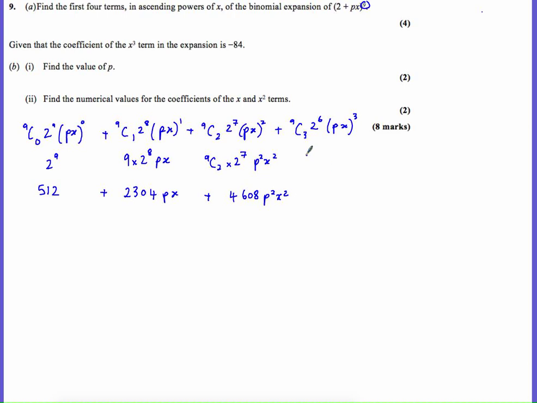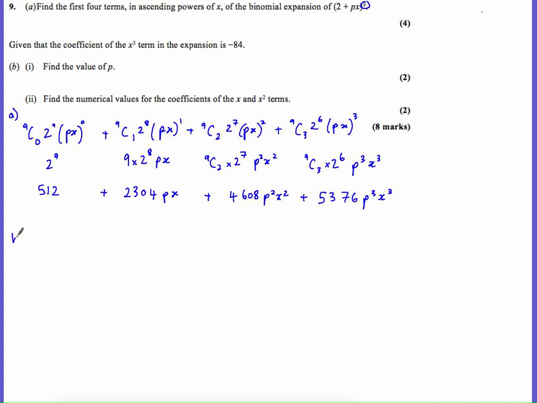The next one, I don't know what 9 choose 3 is off the top of my head, and I don't know what 2 to the power 6 is either. P cubed and x cubed. So 9 choose 3 times 2 to the 6, 5376 p cubed x cubed. Nice thing in this question there was no negatives, so nothing too difficult to deal with. So that's part A done.